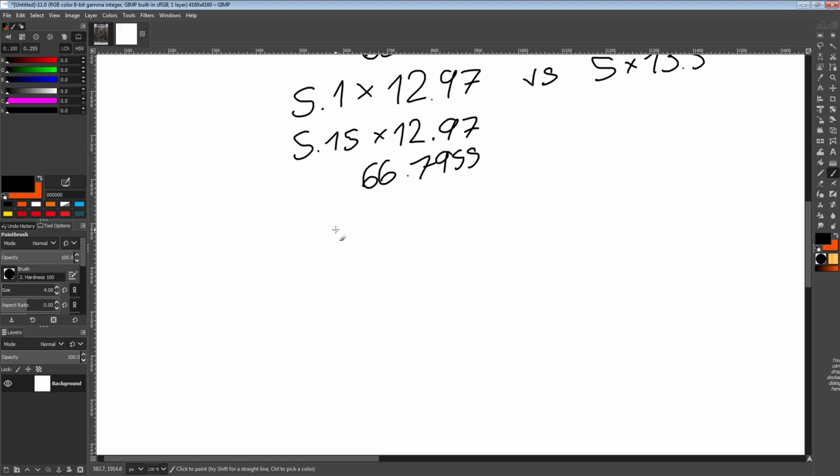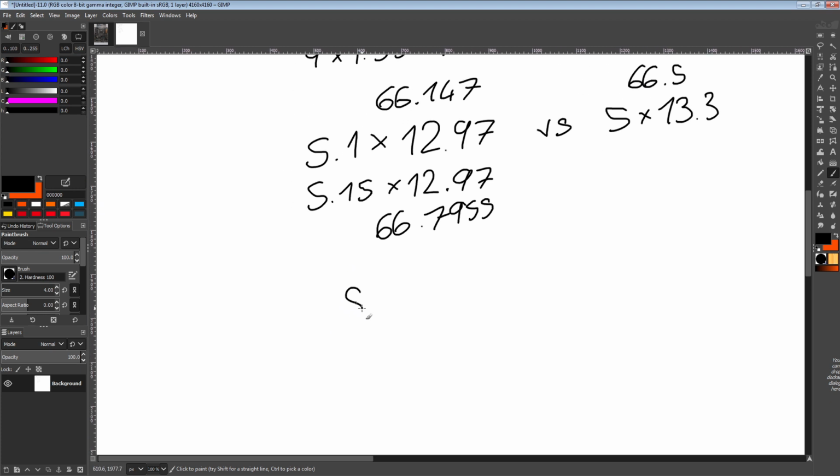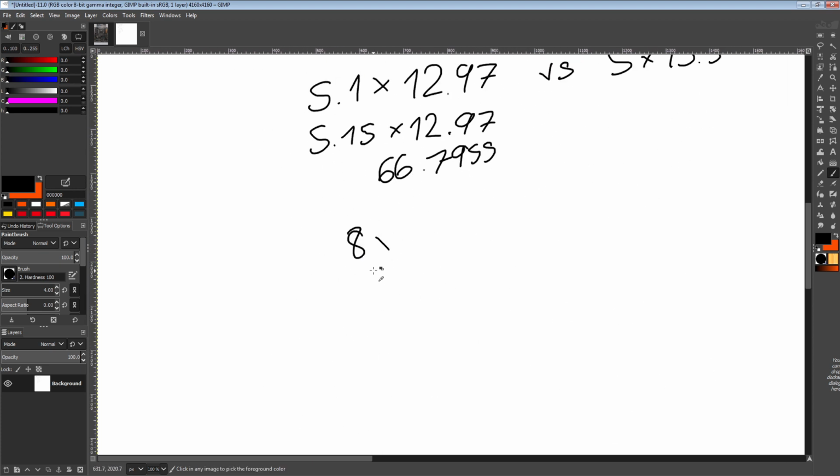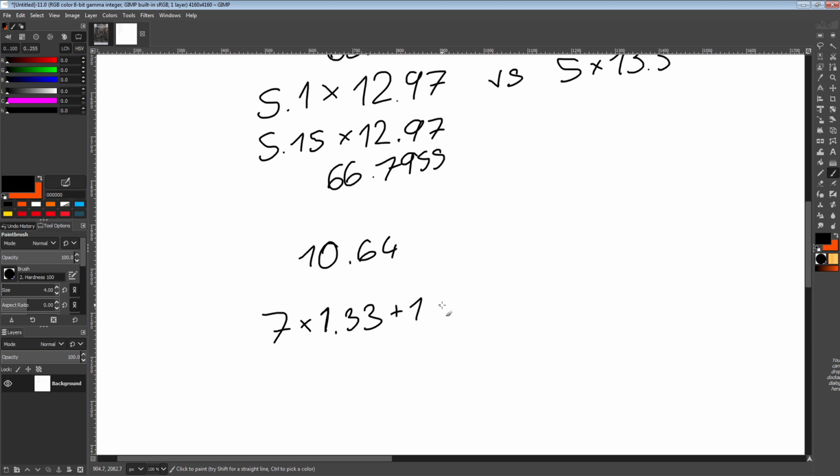Anyway, for the 8 core, the comparison's basically the same, right? You do 8 times 1.33, which we already have the number for. Yeah, that's 10.64. So we're just gonna grab our 10.64, and we need to compare that against 7 times 1.33 plus 1. This is not going to be worth it for a 6 core at all. On an 8 core, it can maybe work. On a 10 core, definitely, this might be a viable option. But on a 6 core, you just don't have enough threads for this to be a good idea.